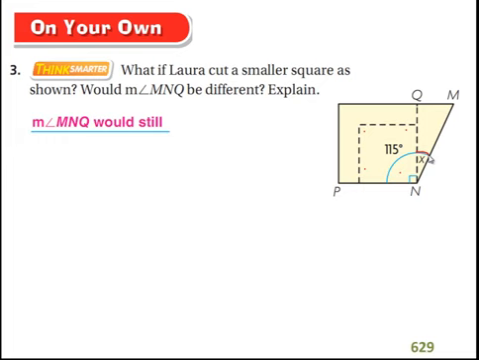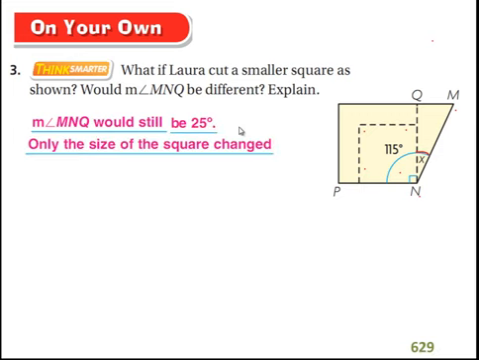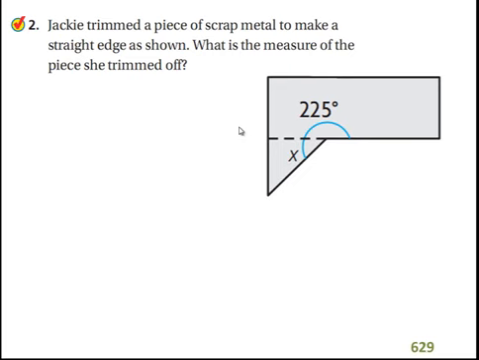My answer is measure x will still be 25 degrees. Only the size of the square changed, and all angles did not change. This is my thinking. Let's see question 2 in the share and show part.